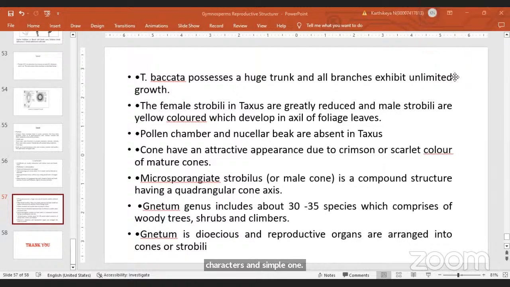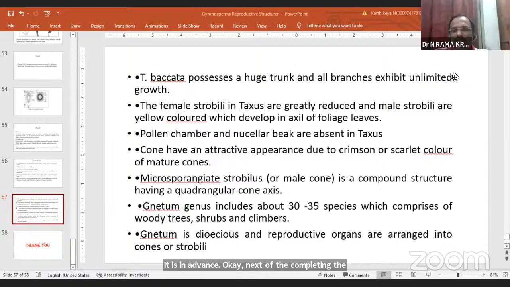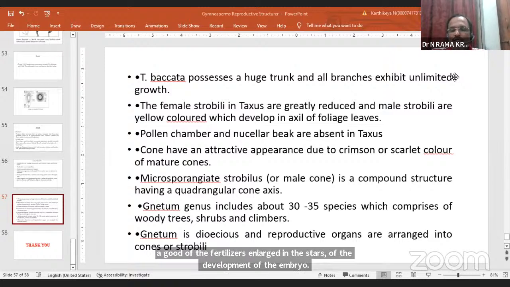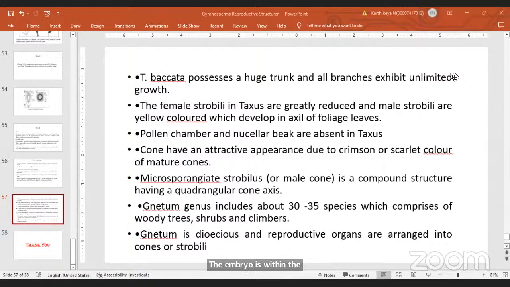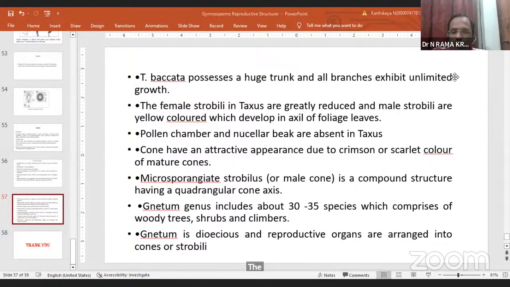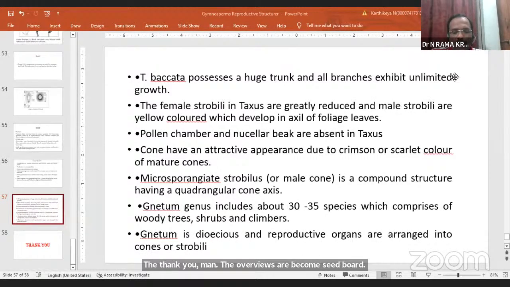Next, after the completion of fertilization, the zygote enlarges and starts the development of the embryo. Its nucleus divides, forming a free nuclear phase. Polyembryony is also often recorded in gymnosperms. The embryo is within the ovule. The ovule develops into a seed, and the integument becomes the seed coat. Apical type germination takes place and develops into a sporophytic plant.